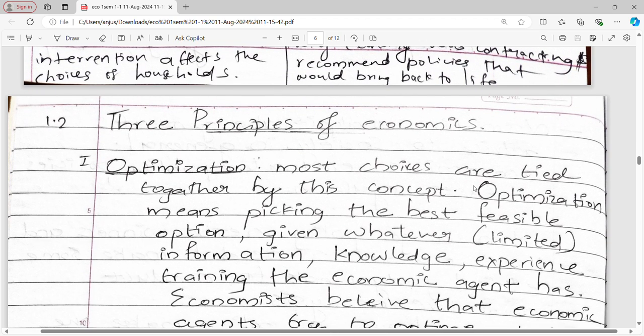Okay, so I'm done with this video now. In the next video we'll continue and we'll complete this chapter 1.2, 1.3, 1.4 and 1.5. It is very easy. We are discussing here in the next part the 3 principles of economics in detail. 3 principles like optimization, then equilibrium, then empiricism. So these 3 principles will be discussed in detail in the next class. Till then, happy learning.